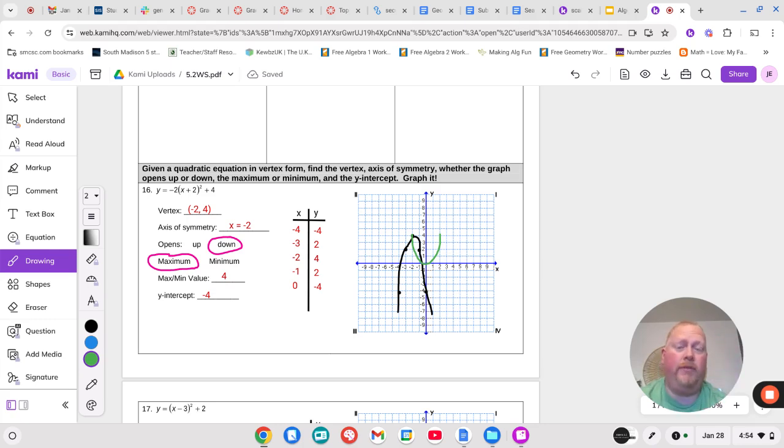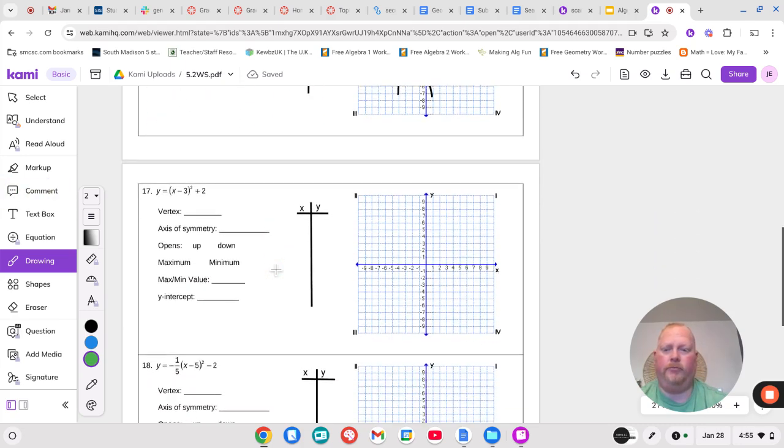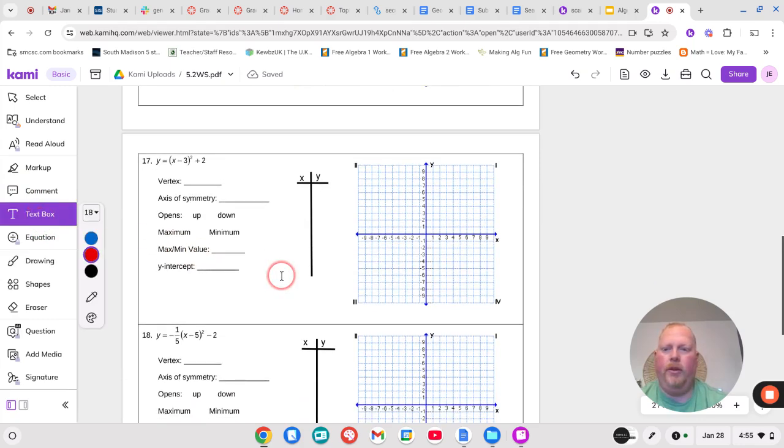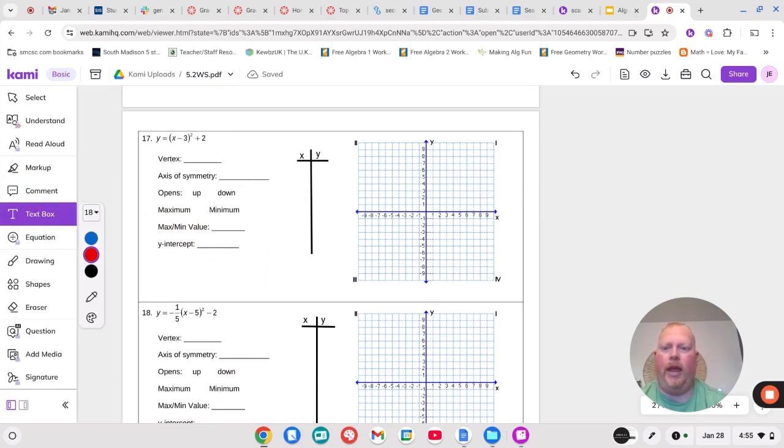So just tell me how it shifts. Tell me if it's right side up, upside down. Tell me if it's narrower, wider. That's all I'm asking when it says compare to the parent graph of x squared. Okay, let's do another example. So on this one, I can tell my vertex is going to be a +3, +2.